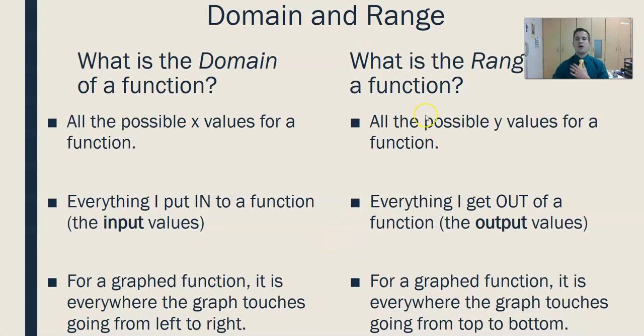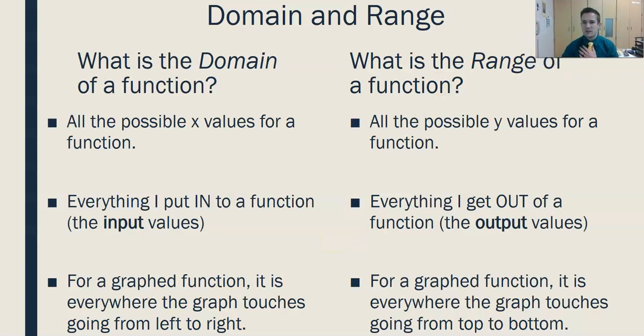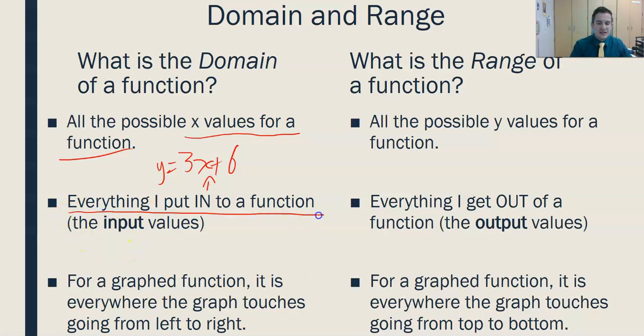So, here's the formal definition, the definition we'll use in this class, of domain and range. The domain of a function is all the possible x values for a function. So if I have a function like y equals 3x plus 6, it's basically every possible value I could put in for x. Another way to think of that is anything I put into a function, or the input values of a function. Usually we denote that with the x's.